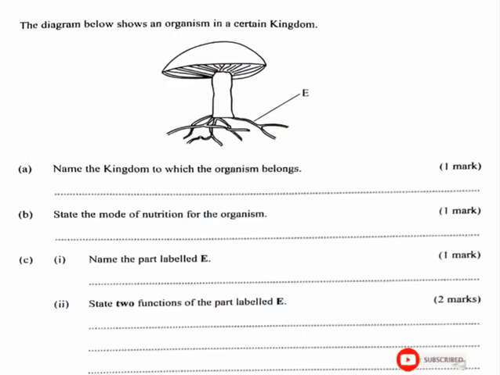So the first question is saying the diagram below shows an organism in a certain kingdom. Okay, so we have part E. This part E here is called the rhizoid. Specifically, the whole diagram is called the mushroom.